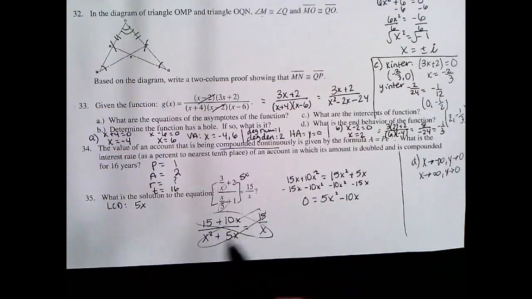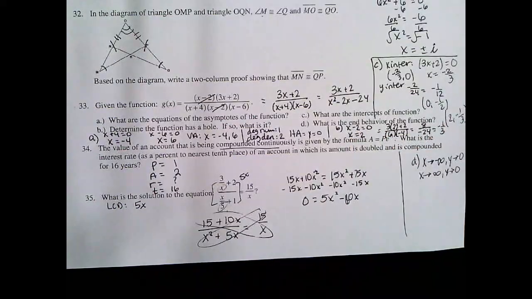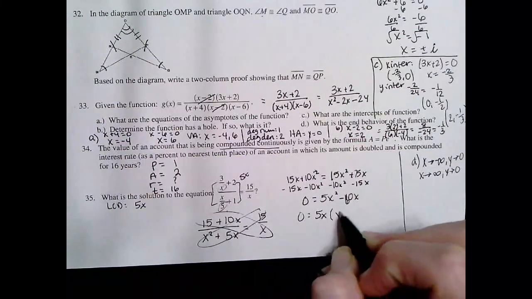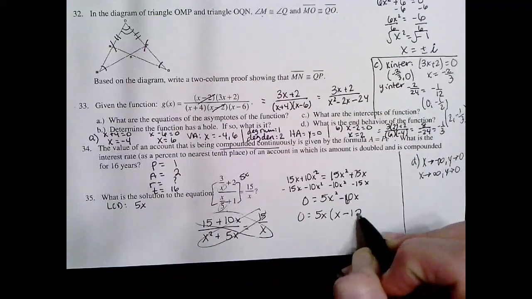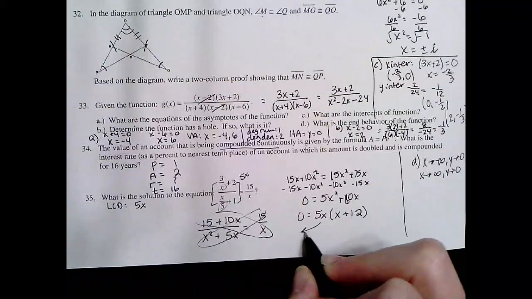Oh, 15 times 5, guys. 15 times 5 should have been 75. So it should have been 75x. 75x minus 15x is 60x. I'm going to take a GCF out, which is 5x. I end up with x plus 12. What is wrong with me? And set both of these equal to 0.